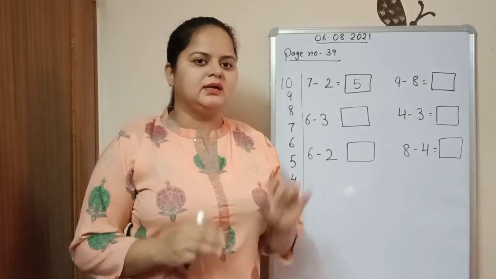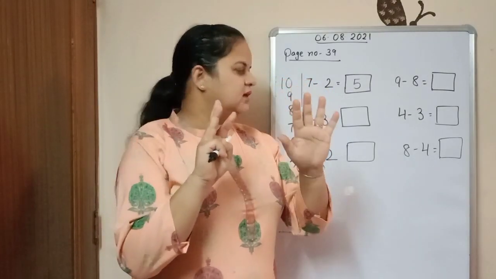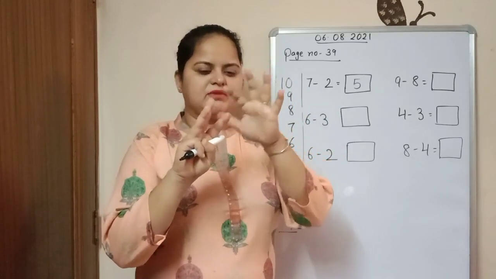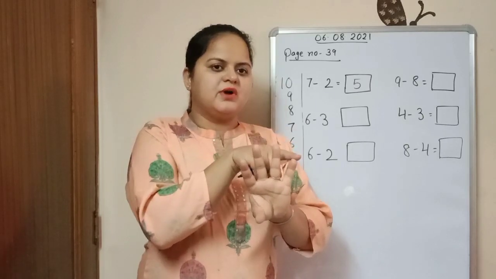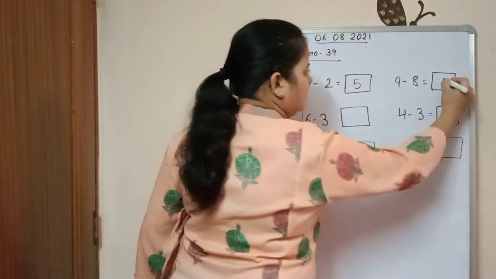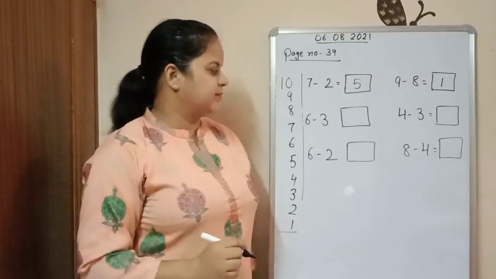See, 9, and how many steps do we have to go back? 8 steps. After 9: 8, 7, 6, 5, 4, 3, 2, 1. So the answer is 1. 9 minus 8 is equal to 1.